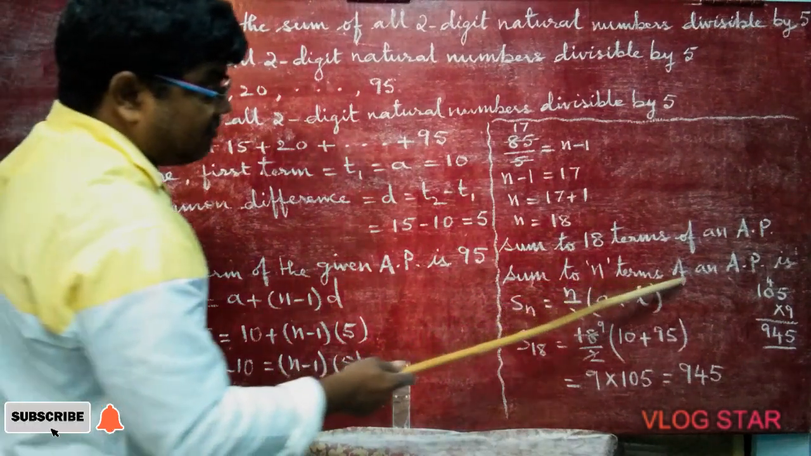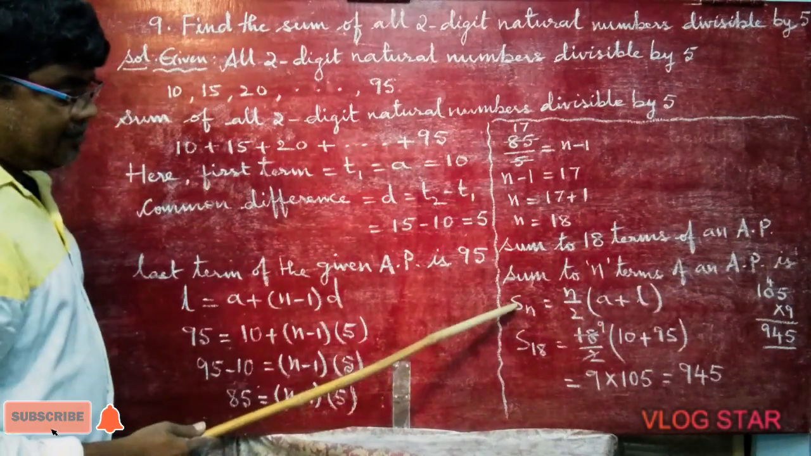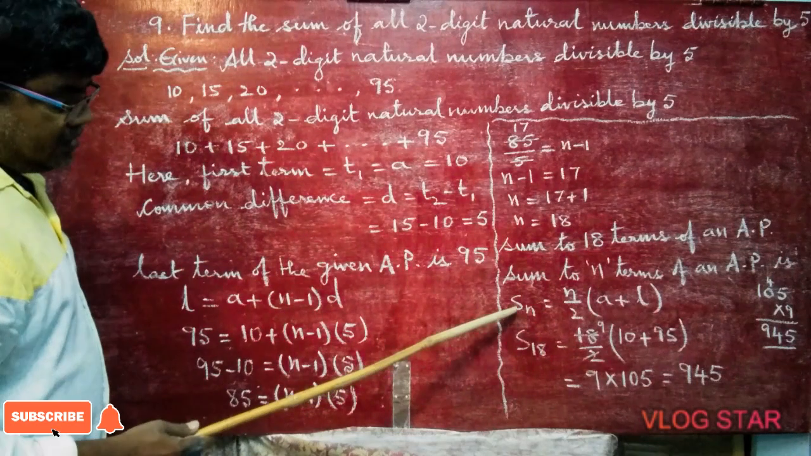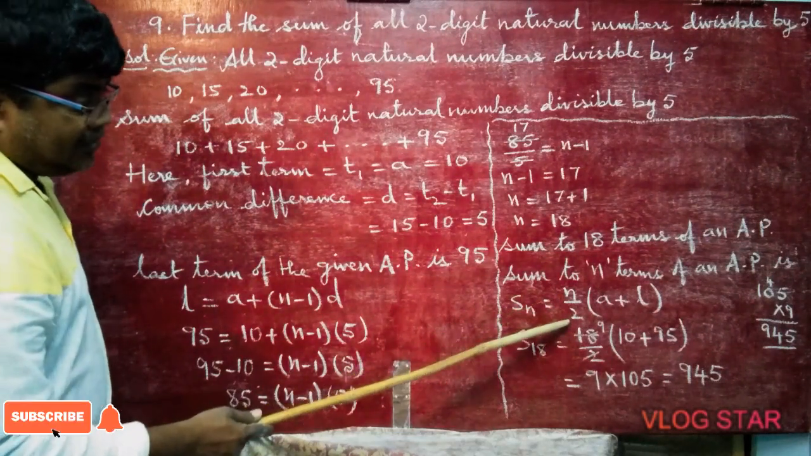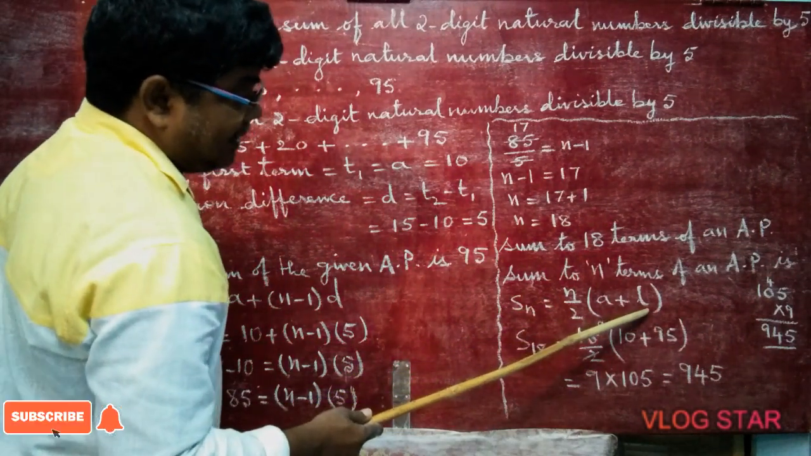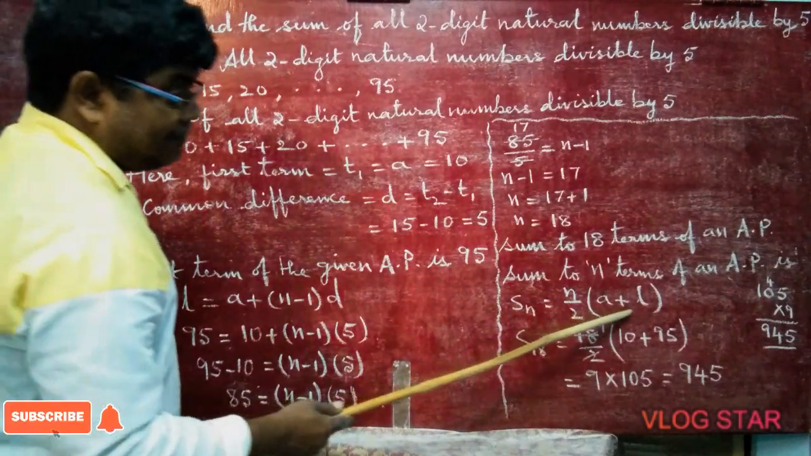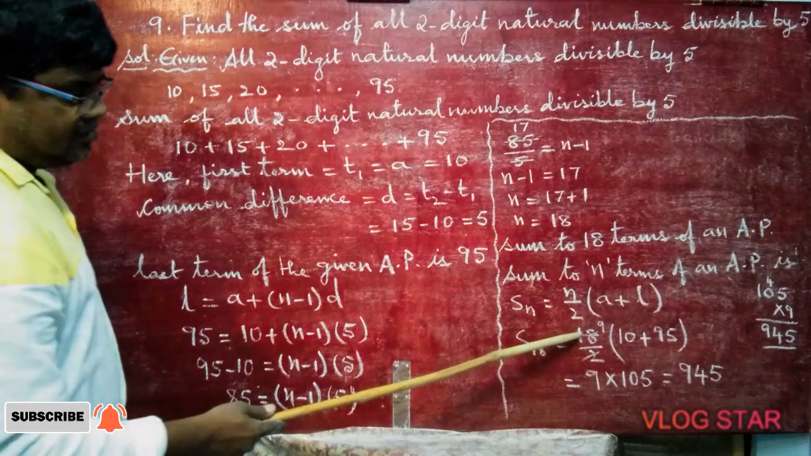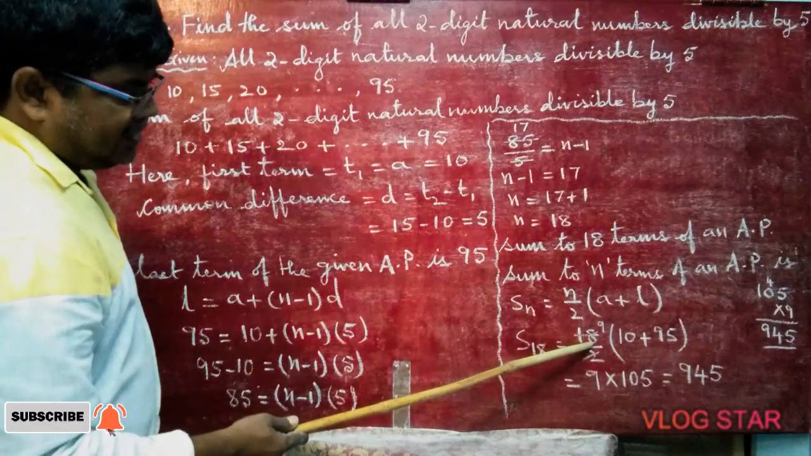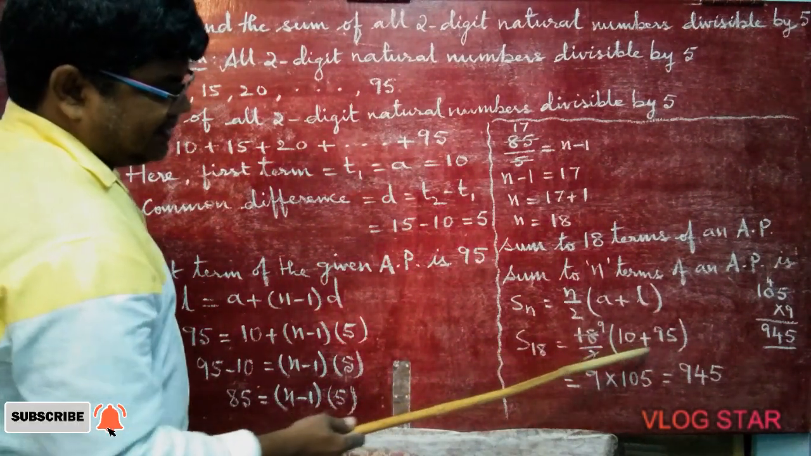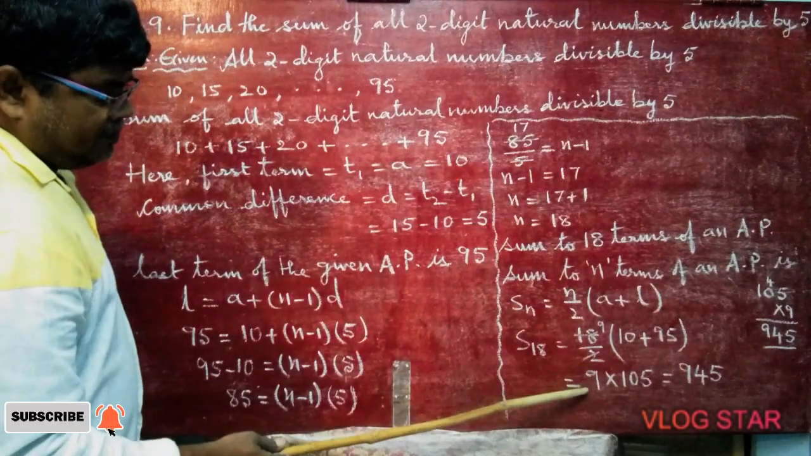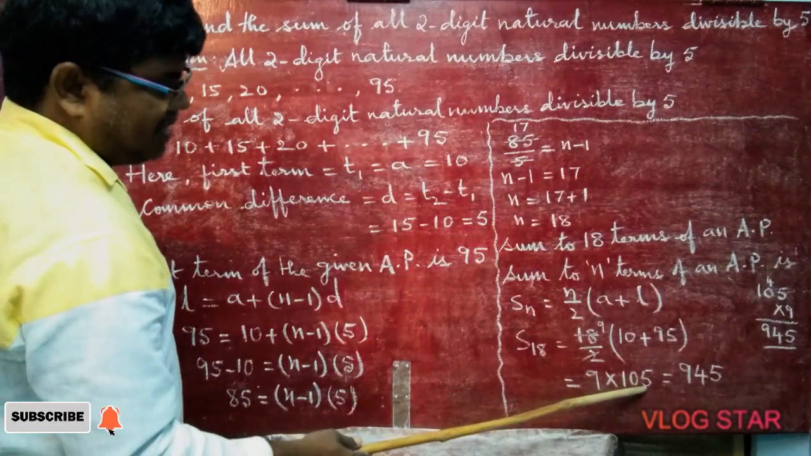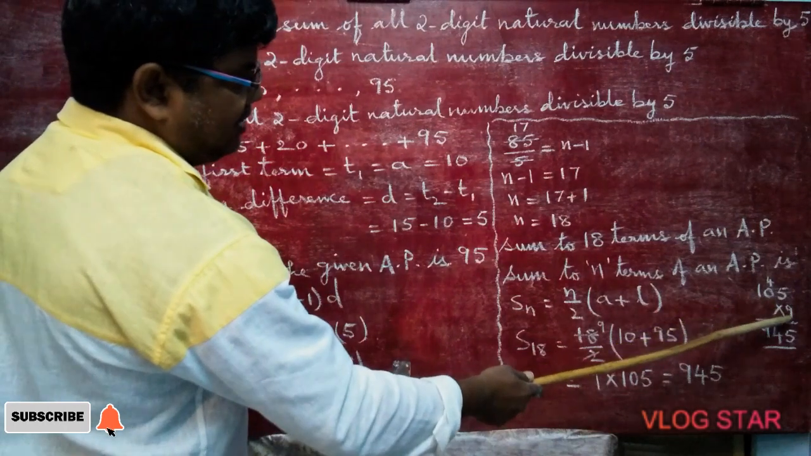Sum to n terms of an AP is Sn is equal to n by 2 into A plus L, first term plus last term. So S18 is equal to 18 by 2. 2 goes in 18 9 times. A plus L, 10 plus 95. So 9 into 105. Multiply 105 into 9.